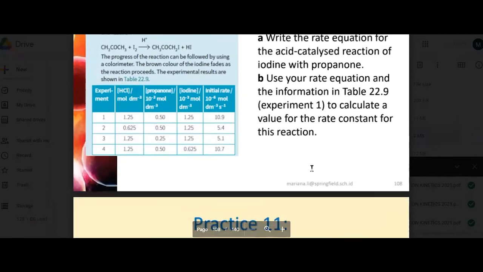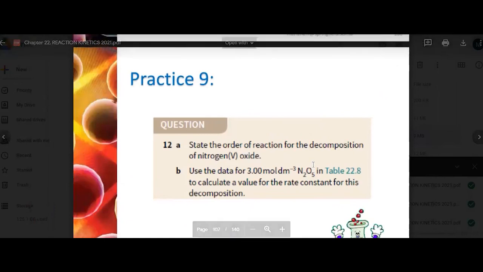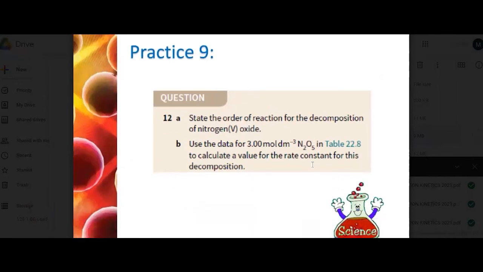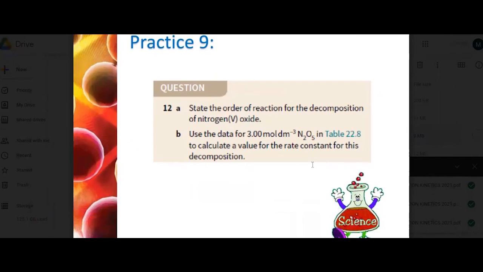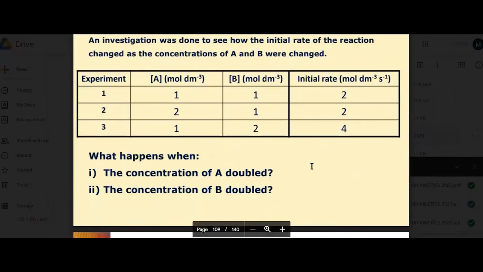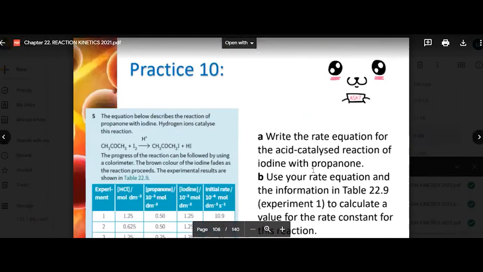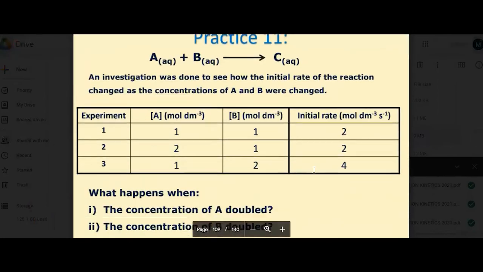Later on I will post this PowerPoint and you can learn deeper about this. I think there are 3 more practice questions here, 9, 10, and 11. You can try to solve them by yourself.